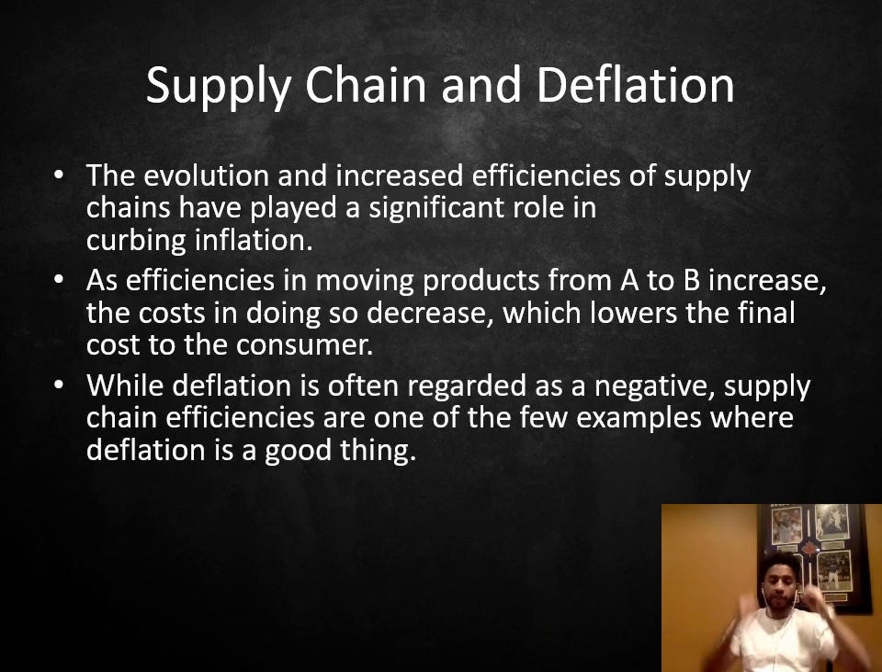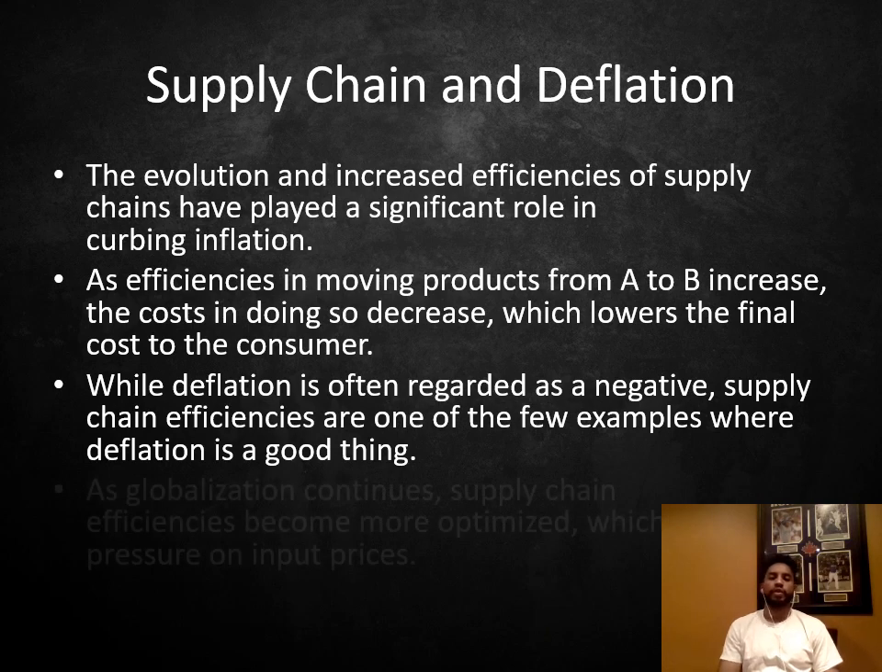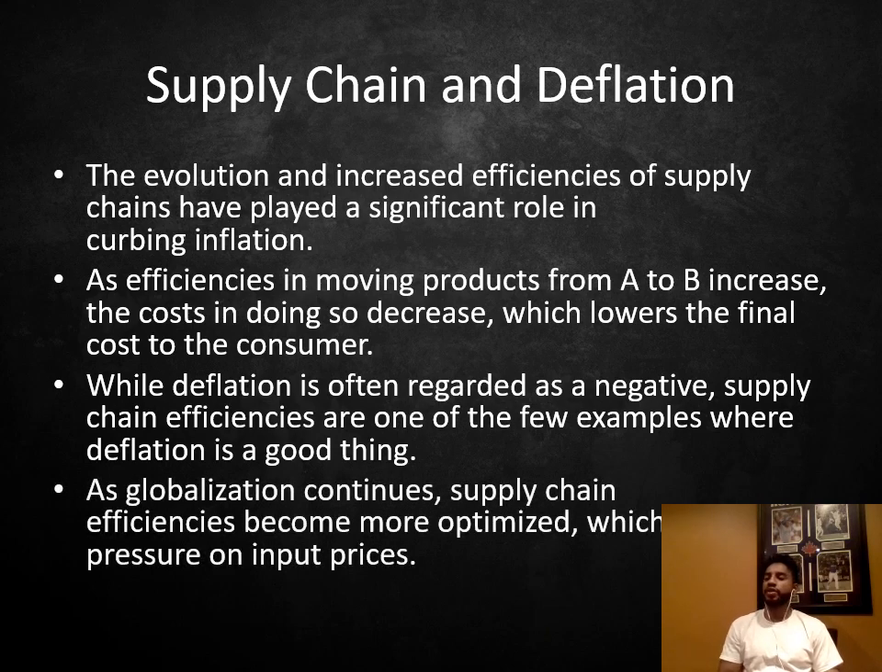While deflation is often regarded as a negative, supply chain efficiencies are one of the few examples where deflation is a good thing. Okay. So as globalization continues, supply chain efficiencies become more optimized, which keeps the pressure on input prices. Globalization is how companies are all working together and selling into different countries, and all countries are working in unison, and everyone is selling to each other and all that stuff.